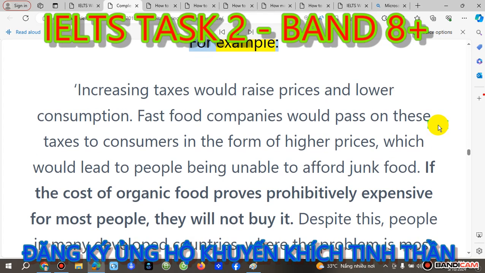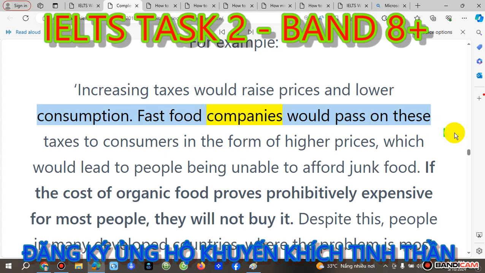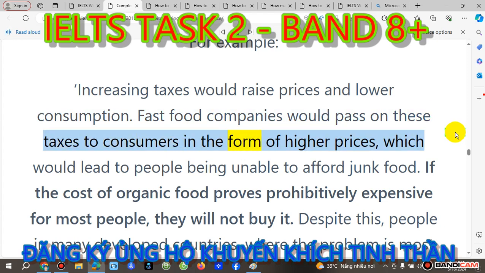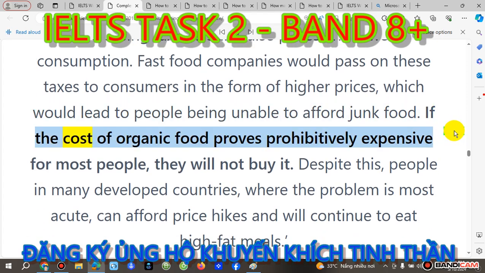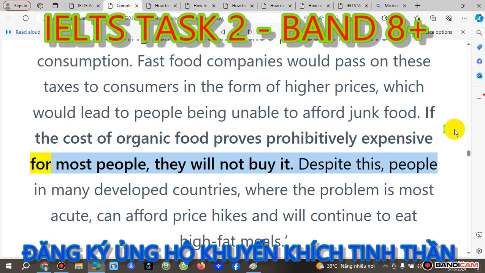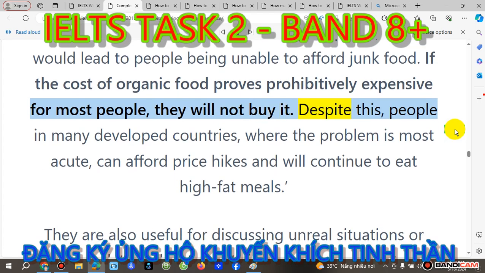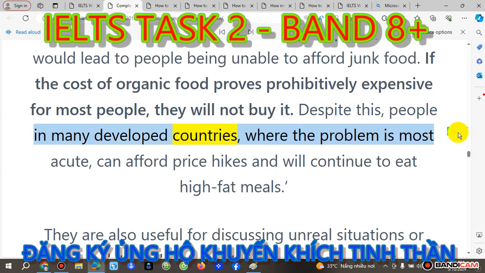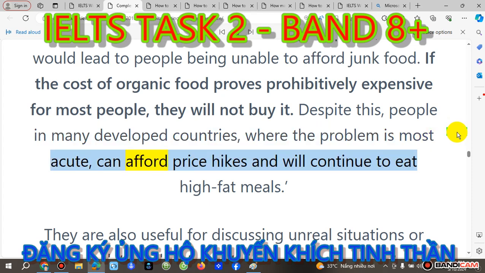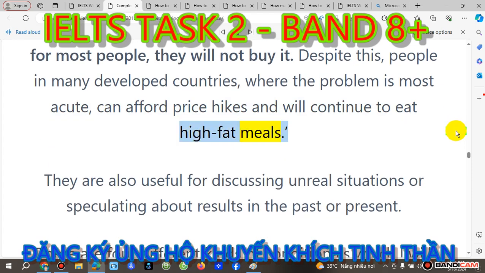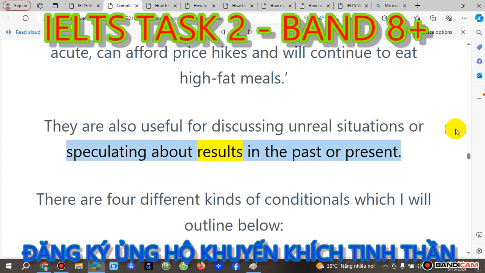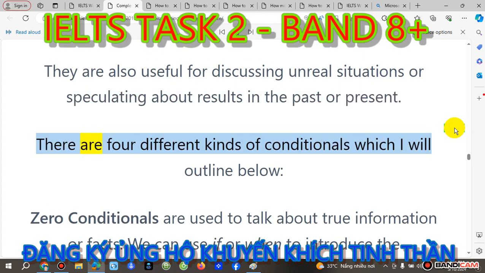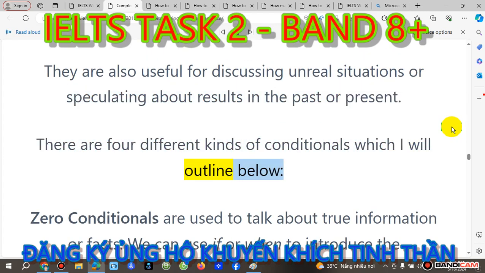For example, increasing taxes would raise prices and lower consumption. Fast food companies would pass on these taxes to consumers in the form of higher prices, which would lead to people being unable to afford junk food. If the cost of organic food proves prohibitively expensive for most people, they will not buy it. Despite this, people in many developed countries, where the problem is most acute, can afford price hikes and will continue to eat high-fat meals. They are also useful for discussing unreal situations or speculating about results in the past or present. There are 4 different kinds of conditionals which I will outline below.